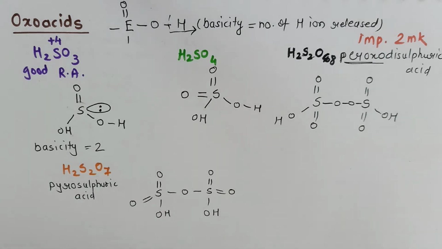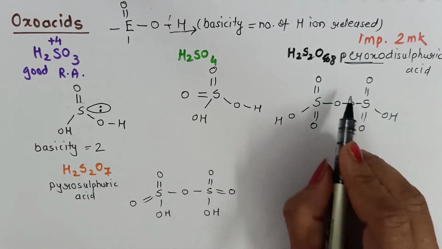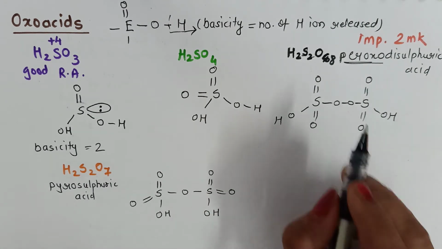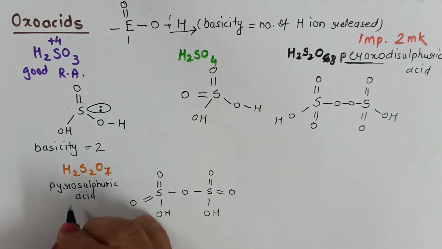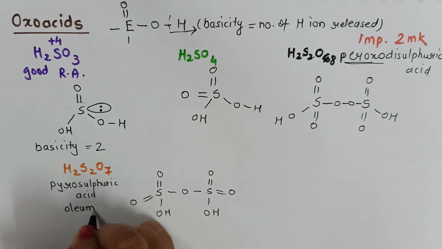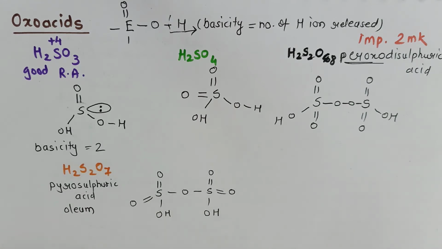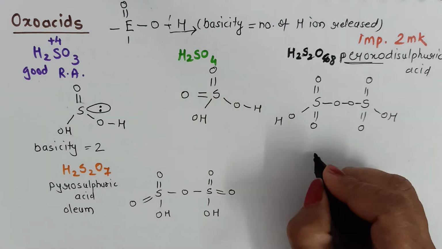The last oxoacid is pyrosulfuric acid. The difference between these two structures is only one. Here there is a peroxide linkage and in the second structure it is absent. Otherwise the whole structure is the same. Pyrosulfuric acid is commonly called oleum. Remember, oxoacids, drawing or writing its structure, you must know it because a sure question will be there on this. So this whole topic is a sure question.